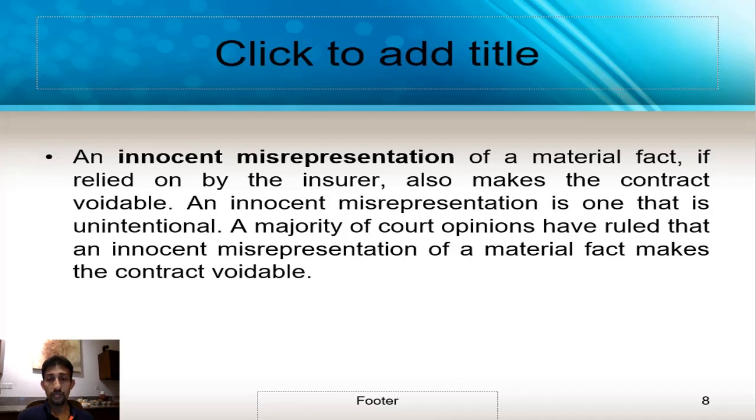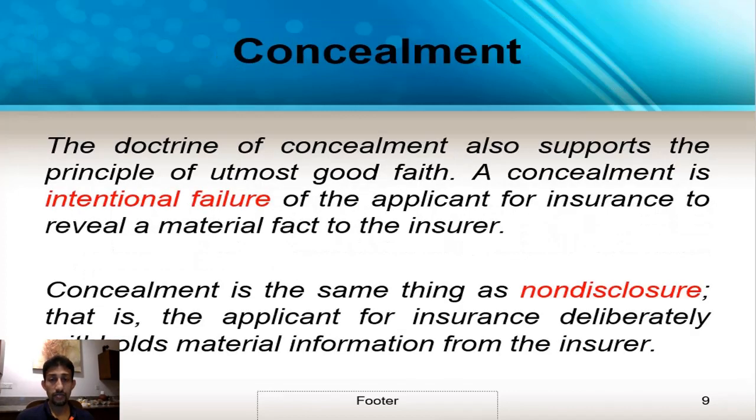So an innocent misrepresentation is one that is unintentional. A majority of court opinions have ruled that the innocent misrepresentation of material fact makes the contract voidable. So it is important that both the parties give the correct information at the time of the insurance policy set.